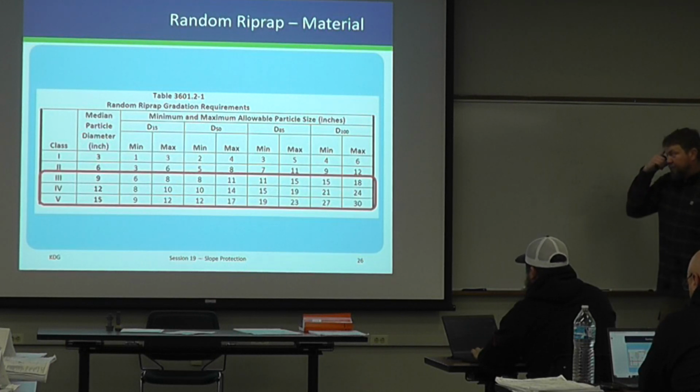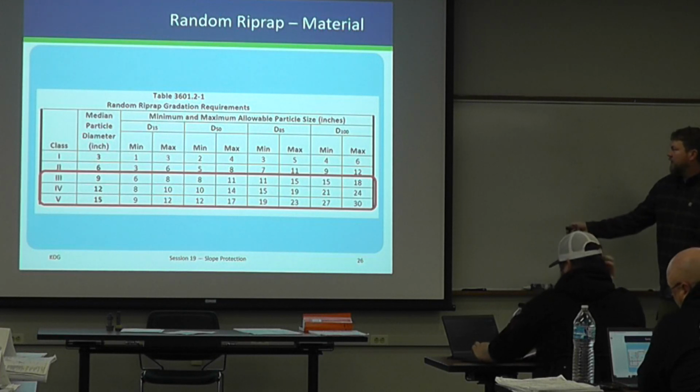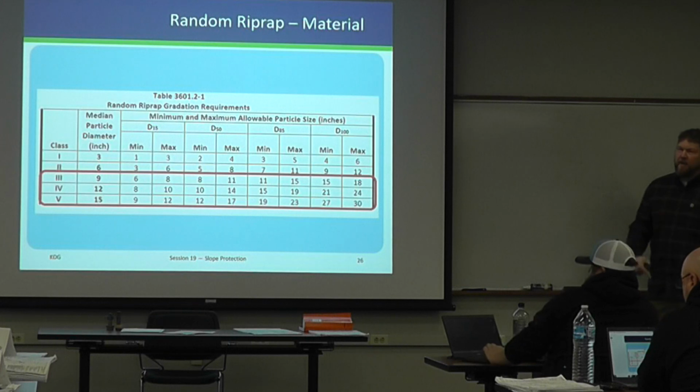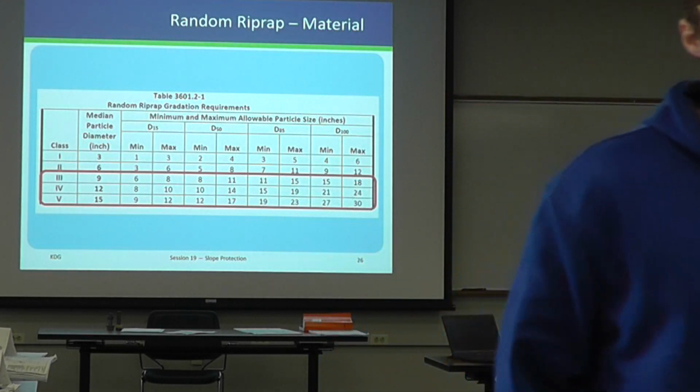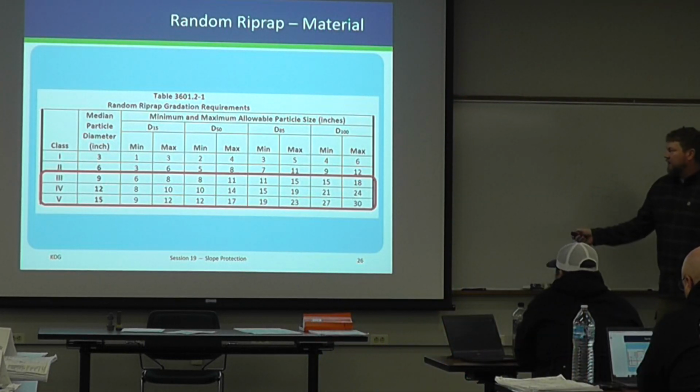Here's the class 3, 4, and 5, just the gradations for each of them. You can see here on the end, the max size is 18 inch. If you remember back to the table on the standard plan, the minimum thickness is 18. So if you have a section wider than that, that's the upper limit, and that's how it's set.